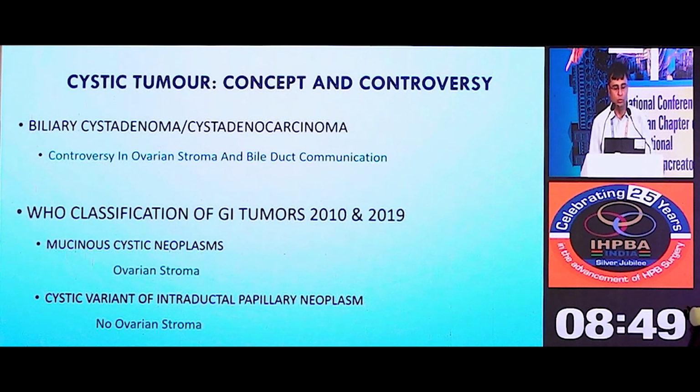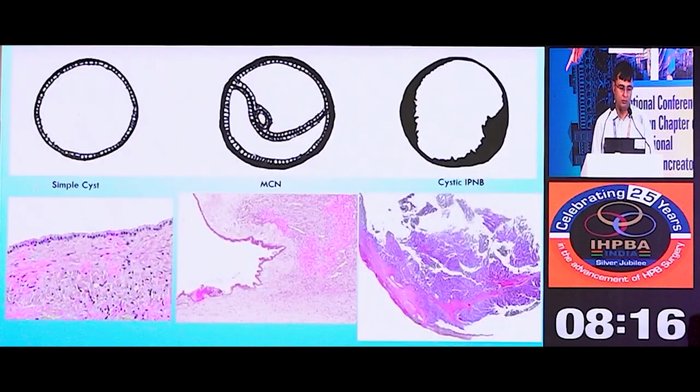So in 2010, WHO classified these mucin secreting tumors based on the presence of ovarian stroma and connection with the bile duct. So any mucin secreting tumor having ovarian stroma was classified as mucinous cystic neoplasm, while it was essentially absent in an intraductal papillary neoplasm, just like IPMN. And above that, these intraductal papillary neoplasms were in connection with the biliary system. So I'll try to explain it.